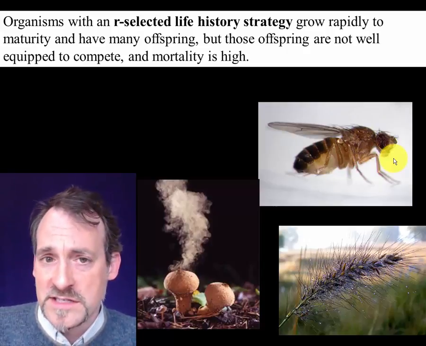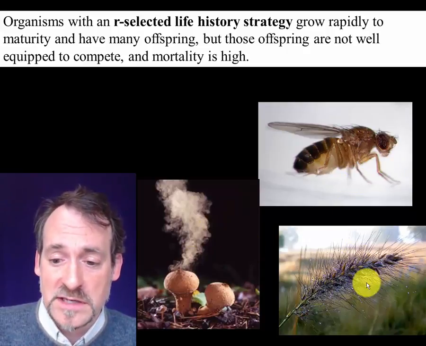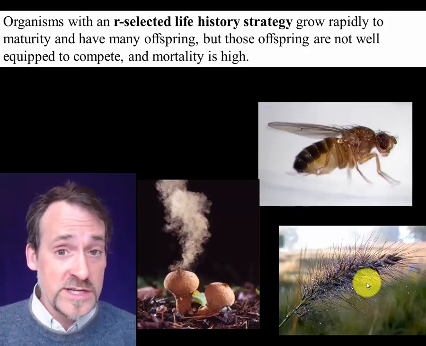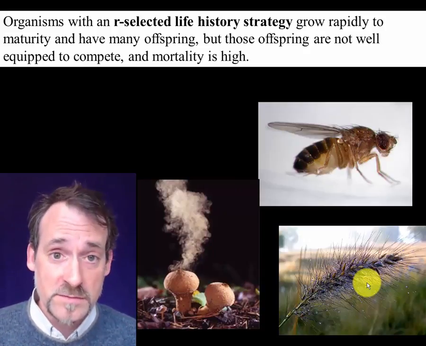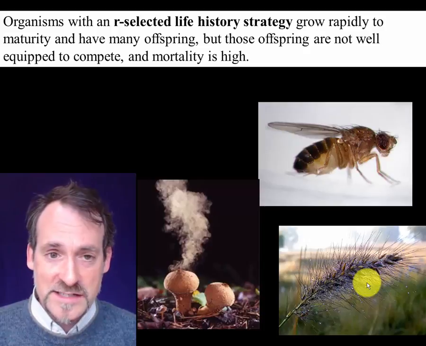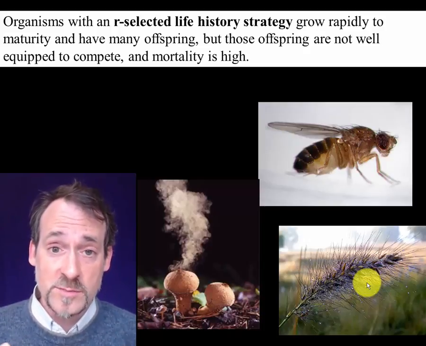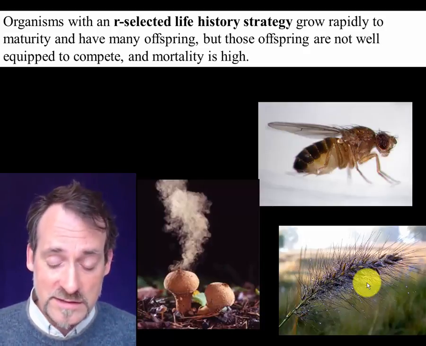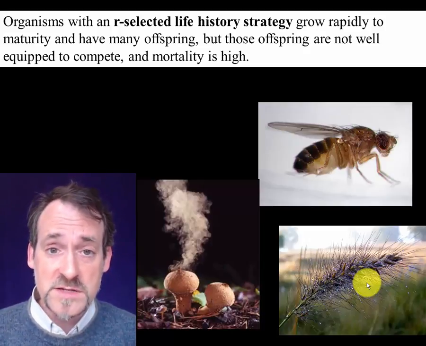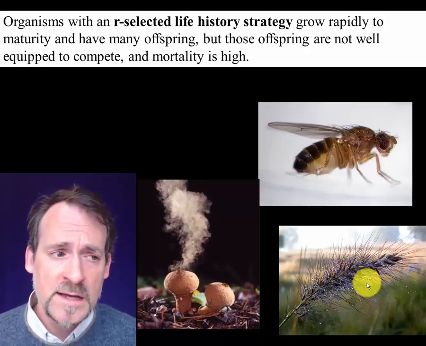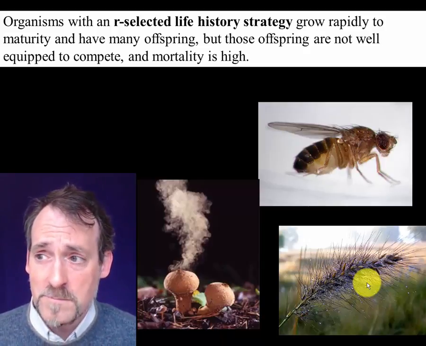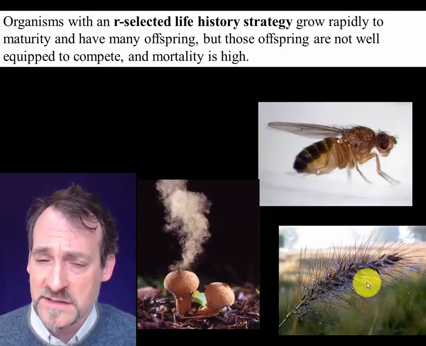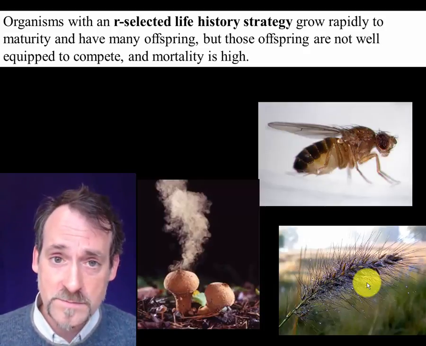However, the problem is that if you are trying to have many offspring, each offspring has to be small because you've only got so many resources to put into reproduction. And those resources have to be divided by the number of offspring that you're making. So necessarily, making more offspring, given a certain amount of resources, means making smaller offspring. And making smaller offspring means making offspring that are less likely to survive, especially if there's competition for resources.